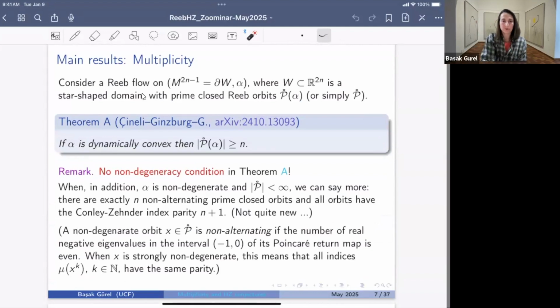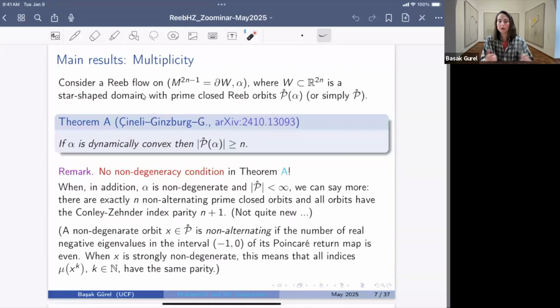Okay, time to tell you about the results. The first result will be on the multiplicity. It tells us that in the dynamically convex case, the conjecture holds. If your Reeb flow is dynamically convex, then you have at least n prime closed orbits. The key thing to emphasize here is that there is no non-degeneracy condition in this theorem.